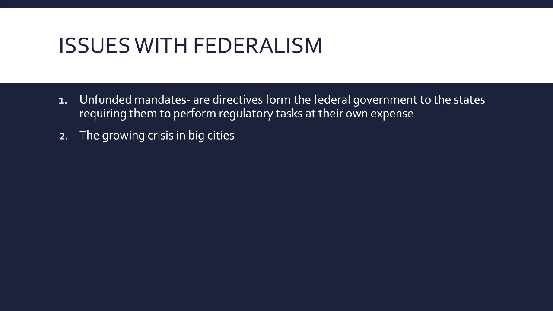Now, getting into the issues of federalism, there are two issues. One, unfunded mandates are directives from the federal government to the states, requiring them to perform regulatory tasks at their own expense. And lastly, the growing crisis of big cities. Now, in the 1980s, when it came to unfunded mandates, Congress placed coercive requirements on states that receive grants and aid. When it comes to big cities, the needs of the urban poor in big cities often outstrip city tax bases, and the federal government has scaled back in support of states and cities.